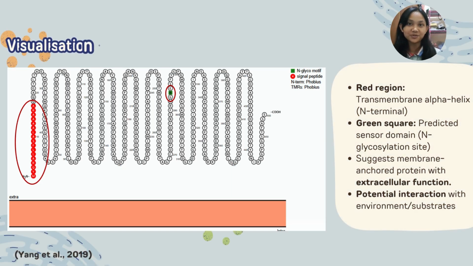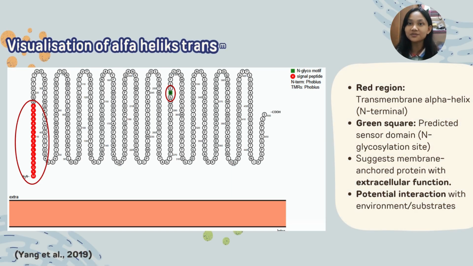Okay, so moving to the next one. Here is the protein visualization of the cbhA protein from Penicillium chrysogenum based on its predicted amino acid sequence. As shown in the image, the red gradient highlights the transmembrane alpha helix domain, while the green square indicates the predicted sensor domain, specifically an N-glycosylation motif.